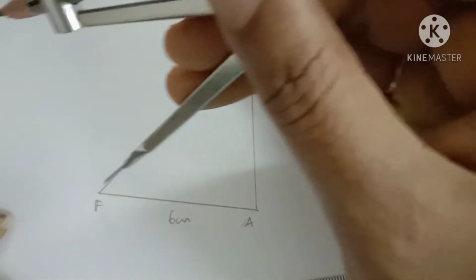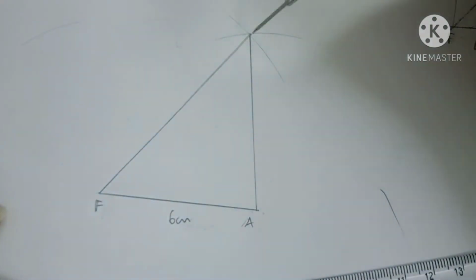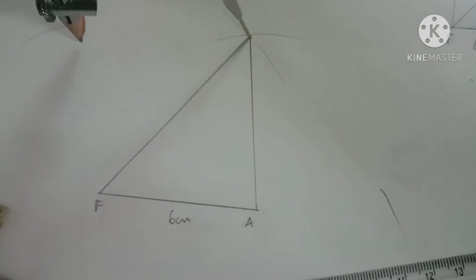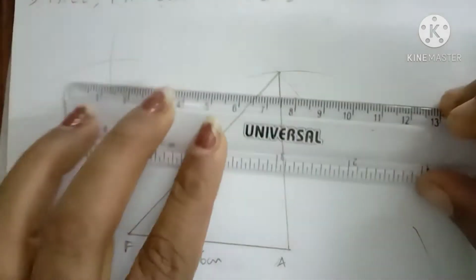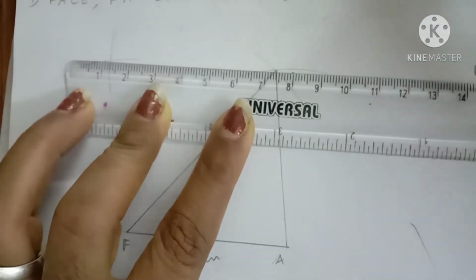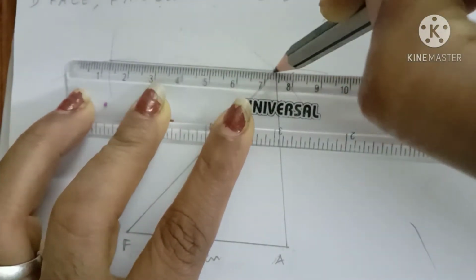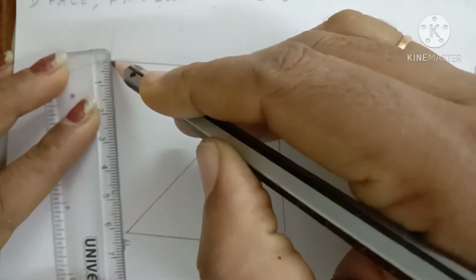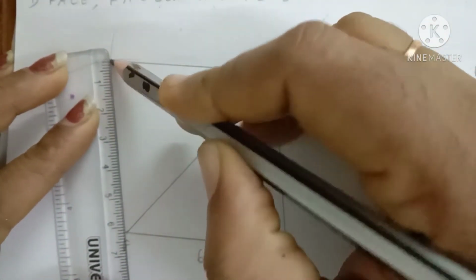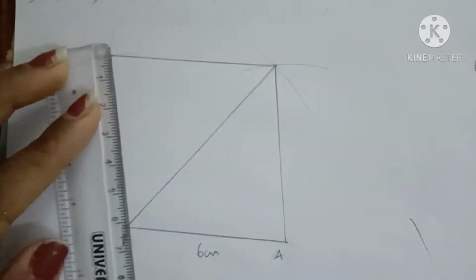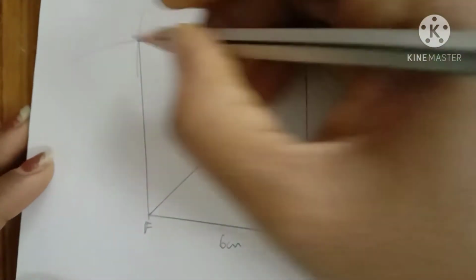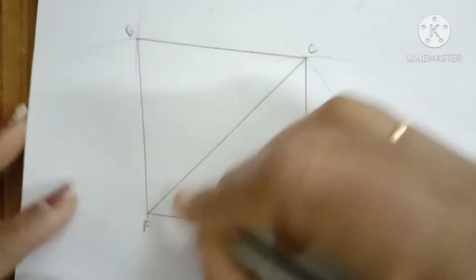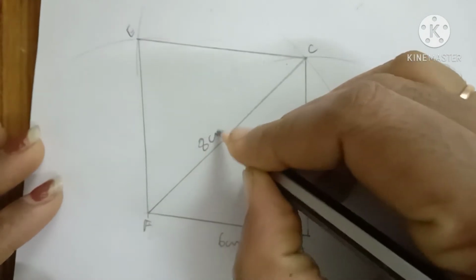Then with the same measurement, with F as center, cut an arc at E, and then with C as center, cut another arc. Then join CE and then FE. So FACE is the required rhombus. FC is equal to 8 centimeter.